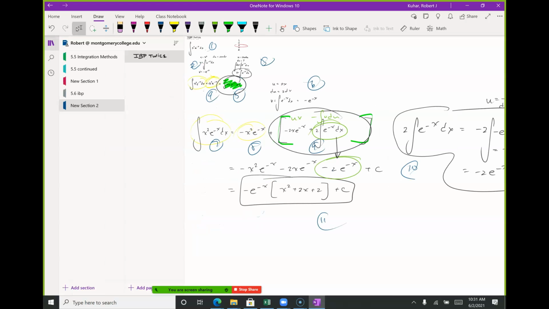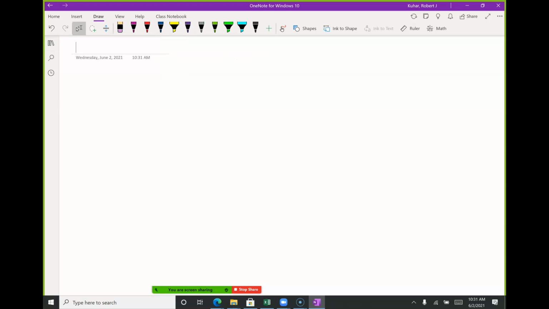All right, let's do a loop, okay? And you'll see what I'm talking about. So I want to do the integral of e to the x sine of x dx. This one's going to give me a loop. And I'll probably say to you, do it as a loop. Okay? I don't usually give the loop or the multi... that's not true. I did give a multi integration by parts on the final last semester.